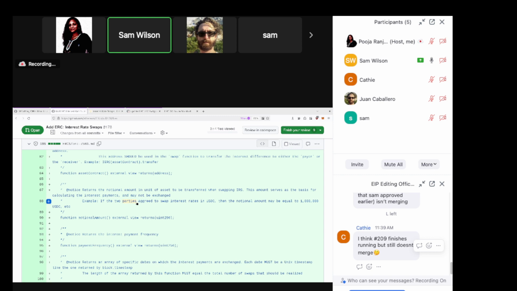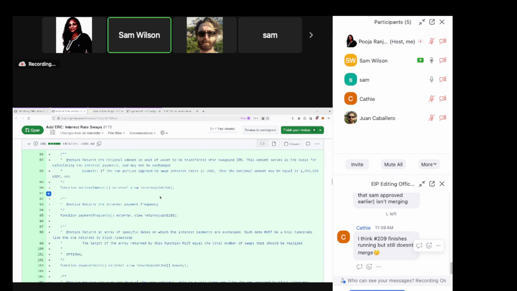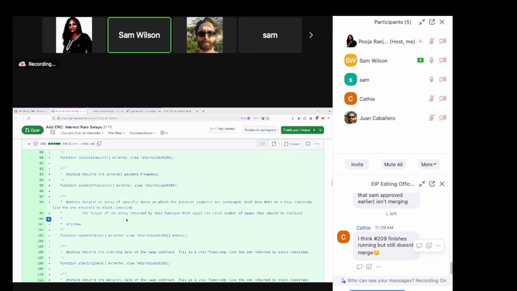Okay, so if I understand this correctly, the interest rate swaps have to be on a single token. Like you can't swap interest in DAI for interest in USDC. Yes, exactly. Okay. Why? Sorry? Why?